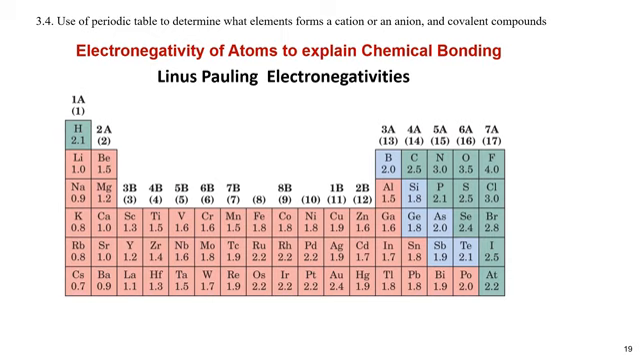So we talked about this. Normally electronegativity increases going across the period. Going from the bottom of a group to the top of the group, electronegativity increases. The highest electronegativity is right here, the lowest is here. They increase this way.